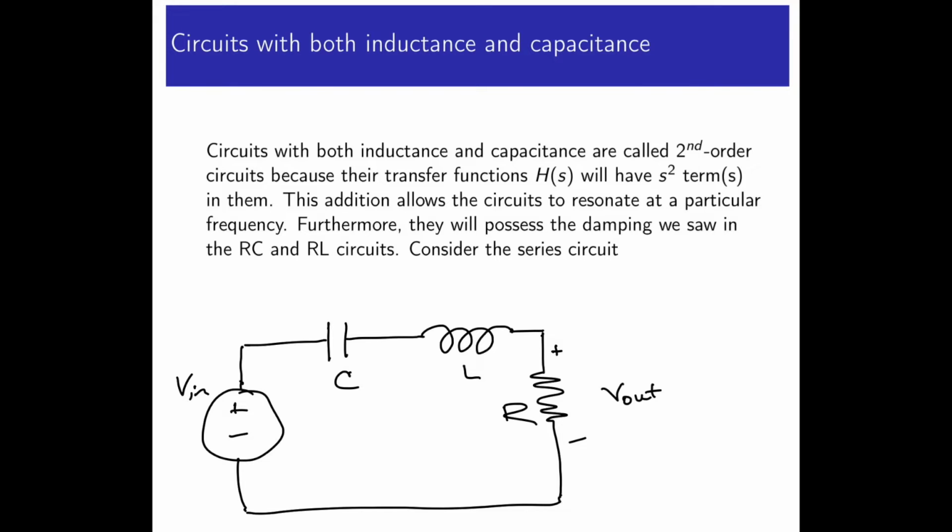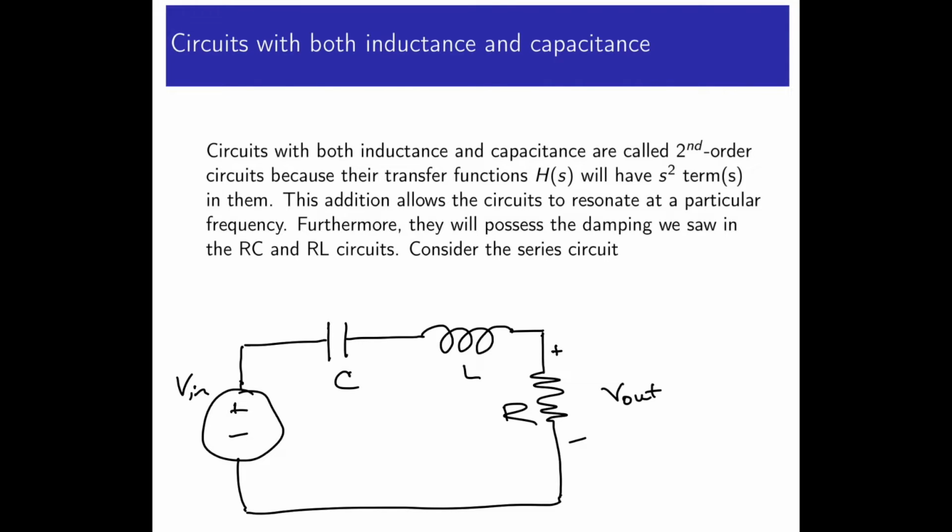We define the input to be the voltage applied to the input, and then the output voltage is VO. When we do this analysis, we're going to end up with a transfer function that has S squared terms, one or more, either in the denominator or in the numerator. And this causes the circuit to resonate at a particular frequency. We'll also see the damping effects we saw both for the RC and RL circuits.